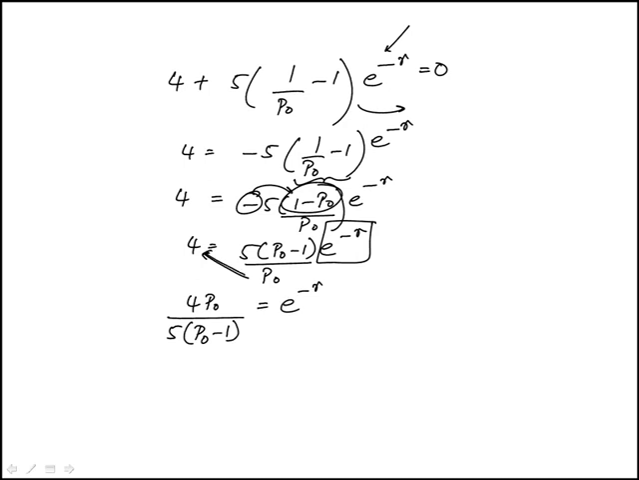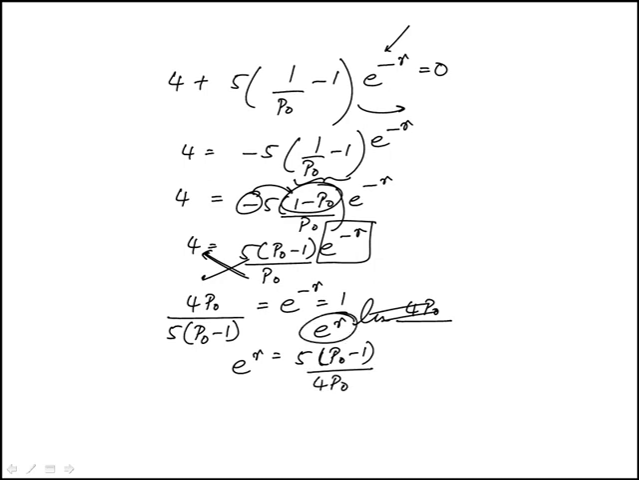So essentially, I'm moving that up, goes to the denominator, and e to the minus r is that. I take natural log on both sides. Actually, maybe this is easier for you to see. This is 1 over e to the r, which means e to the r is 5 times (P sub 0 minus 1) over P0, because I'm just going to flip.